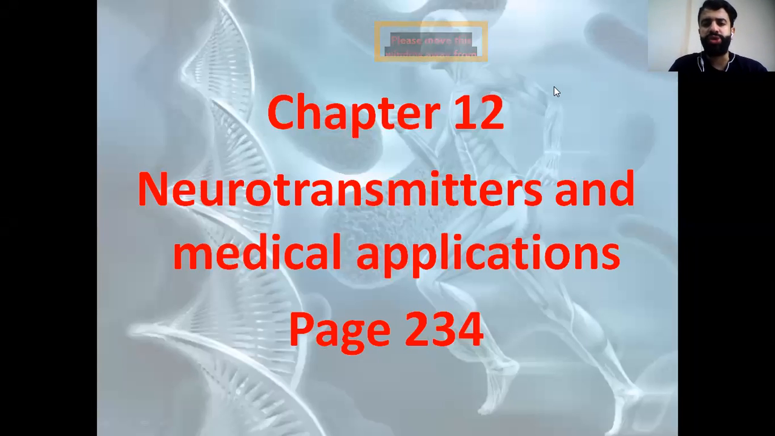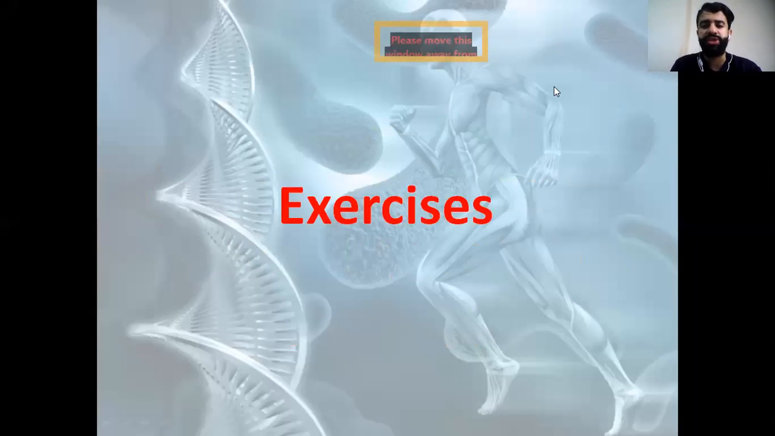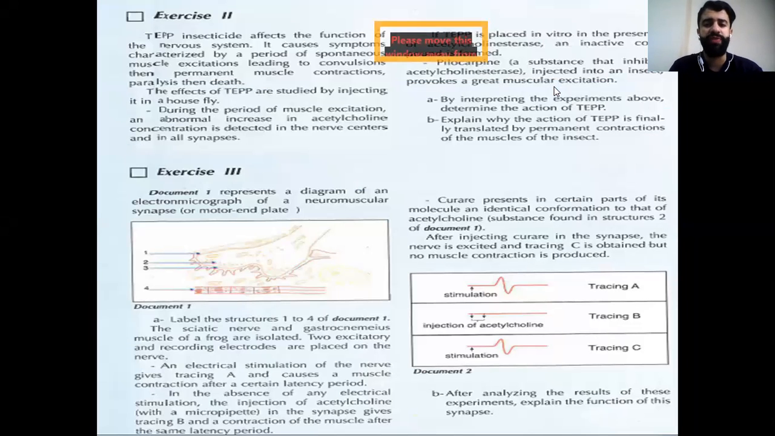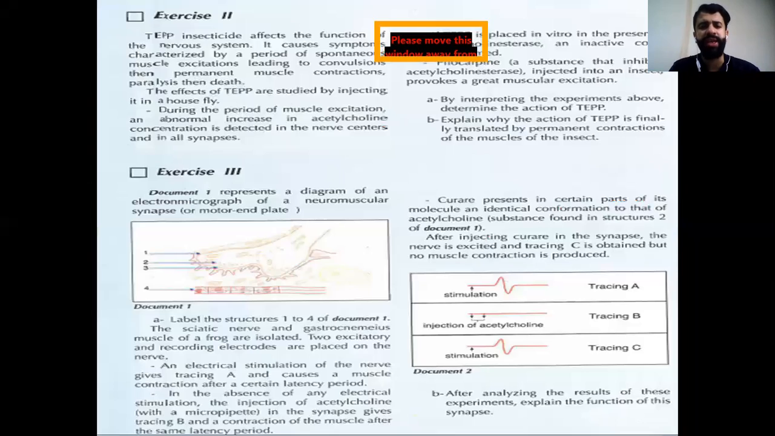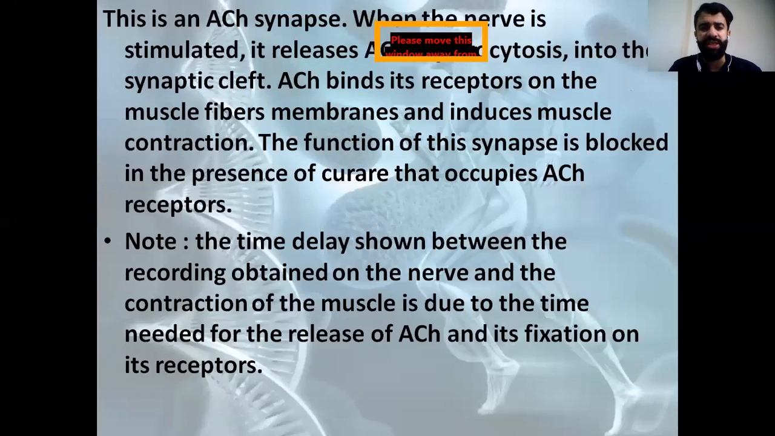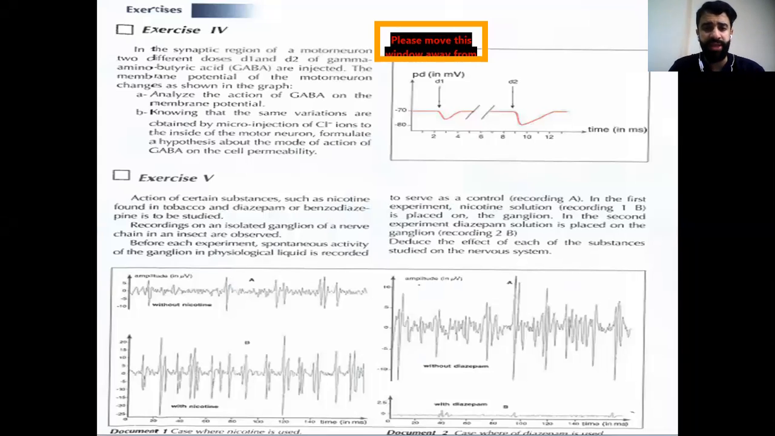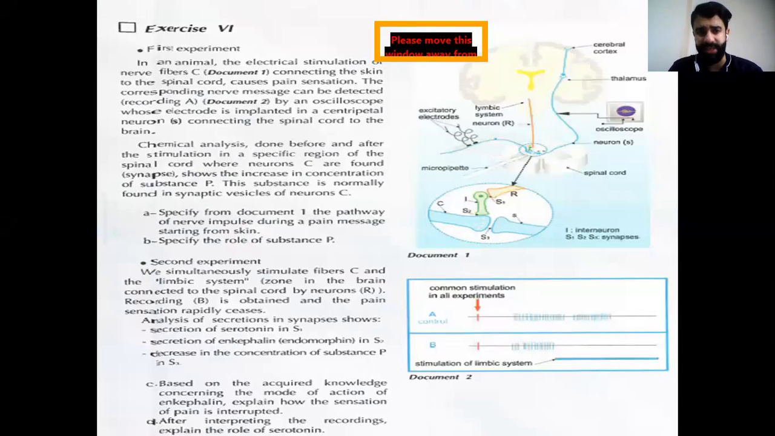In this session, we're going to continue with the exercises of chapter 12 about the neurotransmitters and about the medical applications on page 234. We'll move to the exercises in your book. We solved exercise 2 and exercise 3 on pages 248 and 249, and we also finished exercises 4 and 5 in the previous session. Today, we're going to continue with exercise 6.